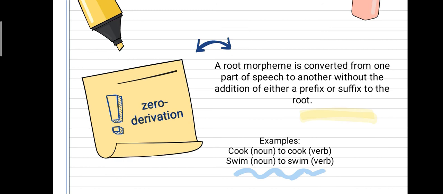Next is zero derivation, also called conversion. Zero derivation is when a root morpheme is converted from one part of speech to another without the addition of either a prefix or suffix to the root. It has no morphological process at all. For examples, the word cook as a noun to cook as a verb, and swim as a noun to swim as a verb. Such examples show that processes of derivation can often be invisible because no morphological process is involved.